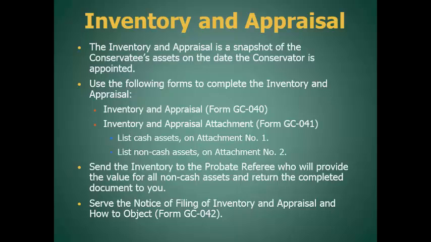You must then send the inventory to the probate referee whose name appears on your order appointing conservator. The probate referee will provide the value for each item and will return the completed document to you with a bill for his or her services. You should pay the probate referee's fees from the conservatee's funds. Provide enough details about non-cash assets to allow the probate referee to appraise each item. The probate referee may request additional information or documentation to assist in his or her valuation of the conservatee's property.